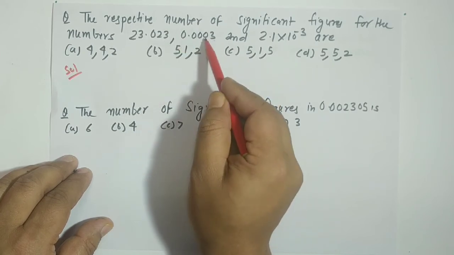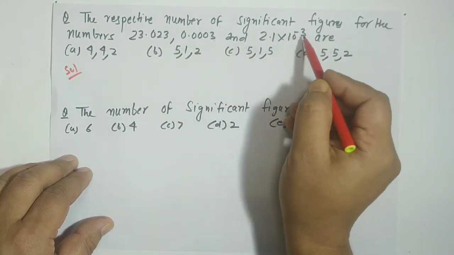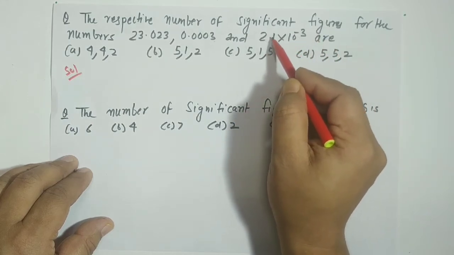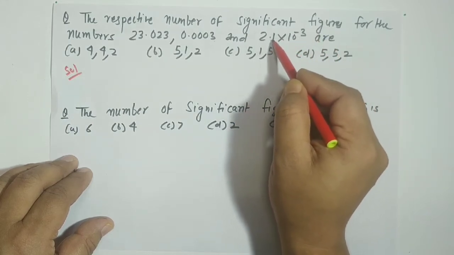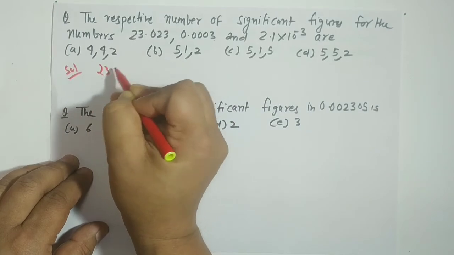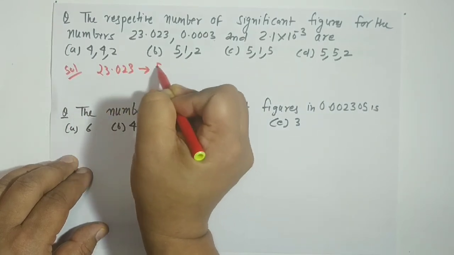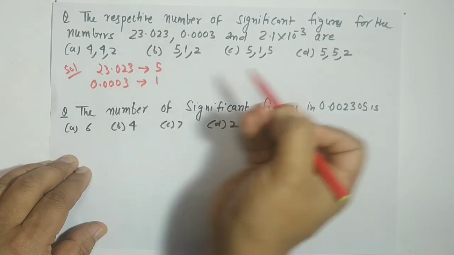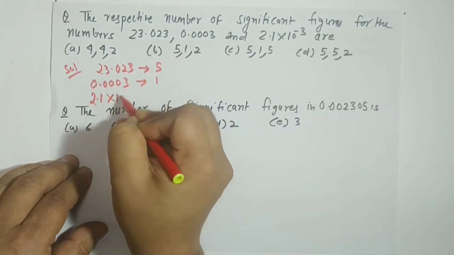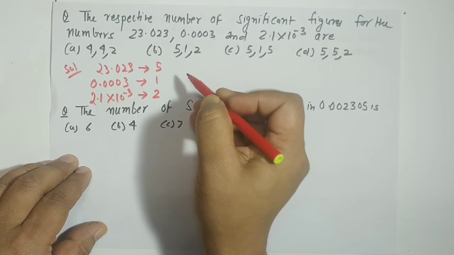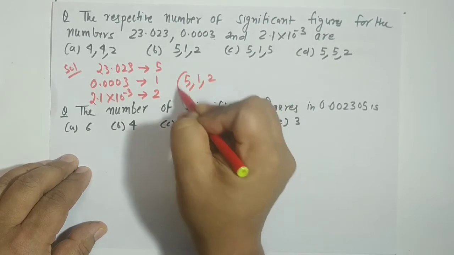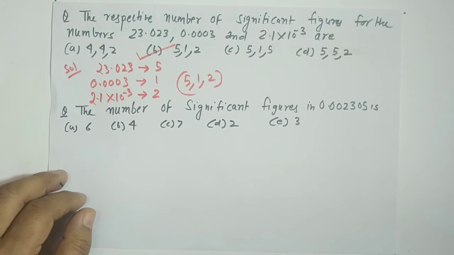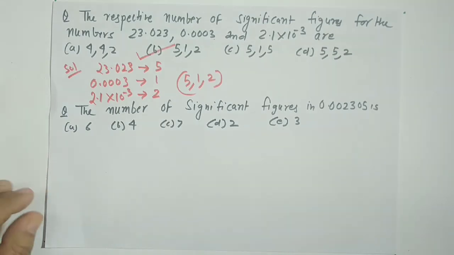Are you getting it or not? And then 2.1 into 10 to the power minus 3, no meaning of the power. Then 2 and 1, it has what? Two significant figures. So 223.023 has 5, 0.003 has what? 1, and 2.1 into 10 to the power minus 3 has what? 2. So we have the answer 5, 1, 2. So this is the answer. Got it or not? So very easy, you can find out how to calculate in this case.